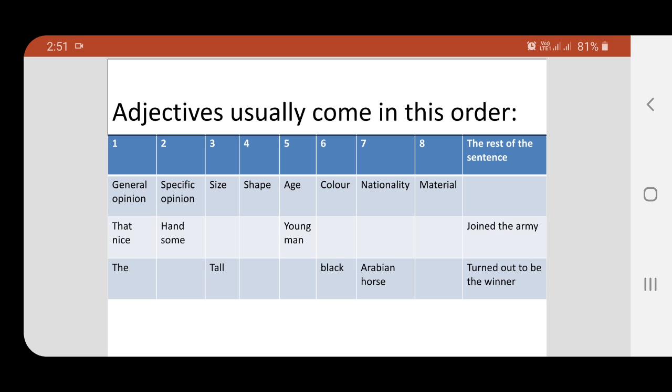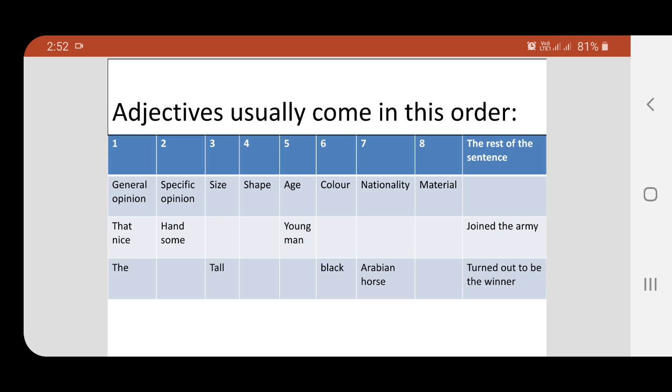And we have adjectives connected with shape, and age of a person, and color: black, white, yellow, orange. We have different adjectives used to describe color. Nationality: Arabian, Indian, Negroes, Americans, white people, Europeans. These are some of the adjectives which describe nationality.